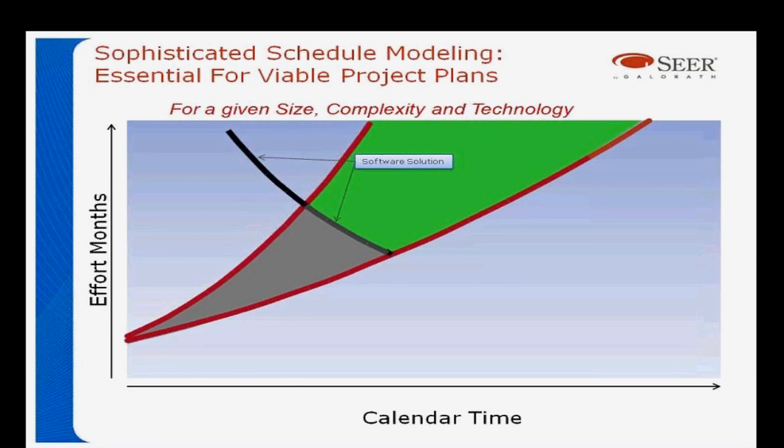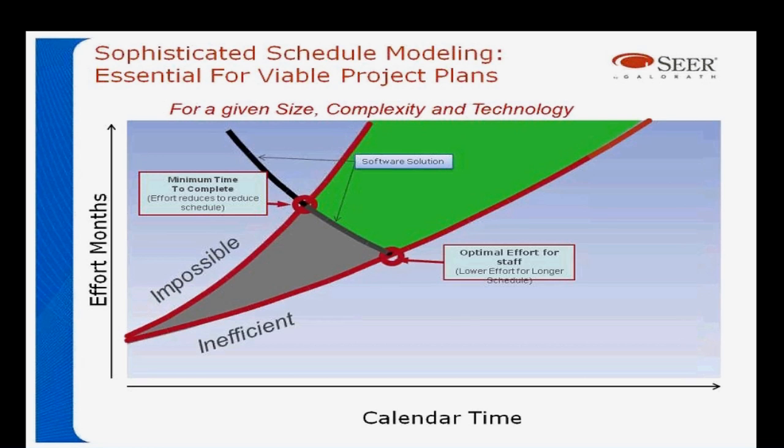Here's an example of a system for a given size, complexity, and technology. There's a range. There's a minimum time to get the software done, and there's not much you can do to get it done any faster, except perhaps don't test it as well or skip some steps in the process, which is going to bite you later. There's also an optimal effort. Optimal effort is using a little bit longer time and a smaller staff to get things done a bit more efficiently.